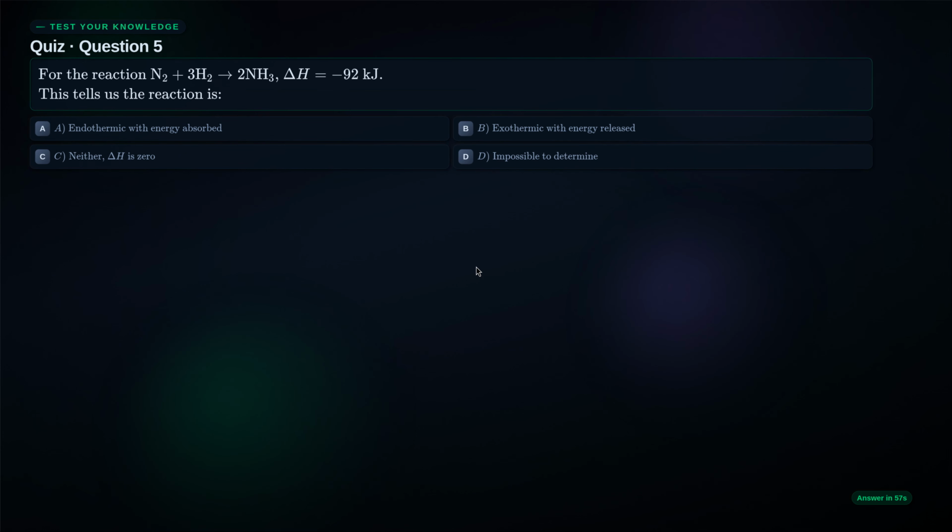Quiz question 5. For the reaction N2 plus 3H2 gives 2NH3, delta H equals negative 92 kilojoules. This tells us the reaction is: option A, endothermic with energy absorbed. Option B, exothermic with energy released. Option C, neither, delta H is 0. Option D, impossible to determine.